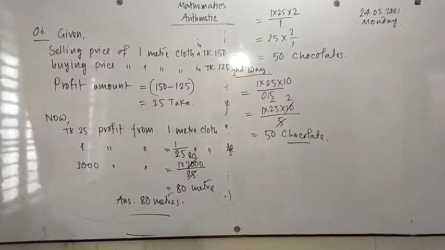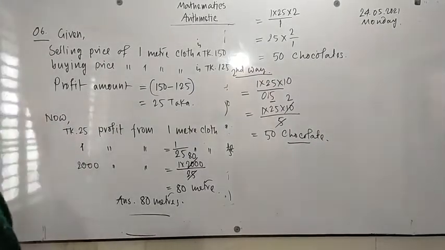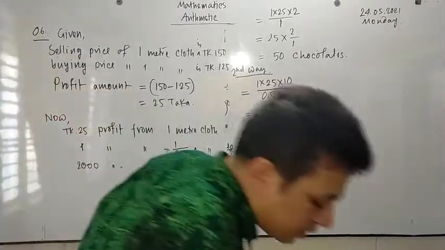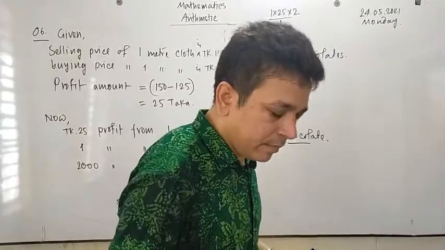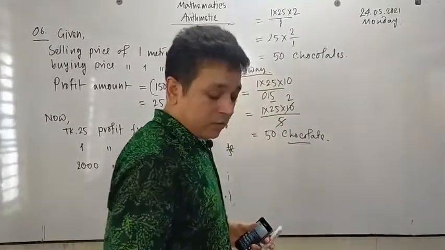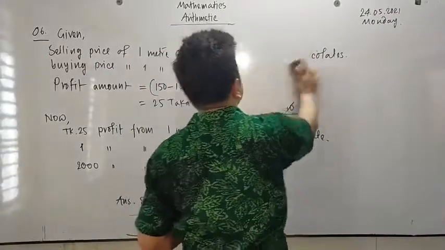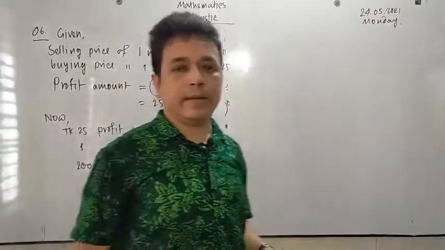Okay, number 8: the cost price of 25 meters of cloth is equal to the selling price of 20 meters of cloth. This is really interesting. So the cost price of 25 meters and the selling price of 20 meters are equal. So what is the percentage of profit? So I'm doing this number 8. This one is a little bit tricky, and this type of math will come in the exam. Okay, my dear student.